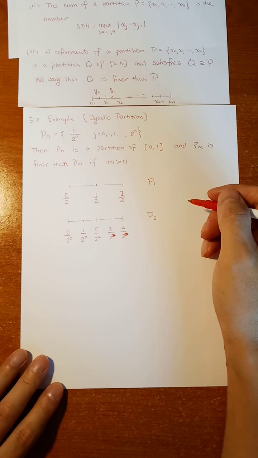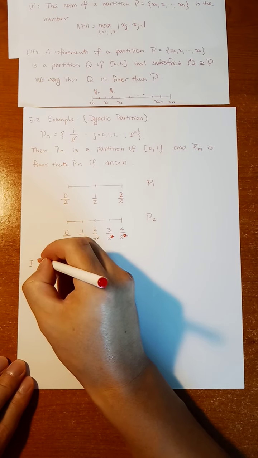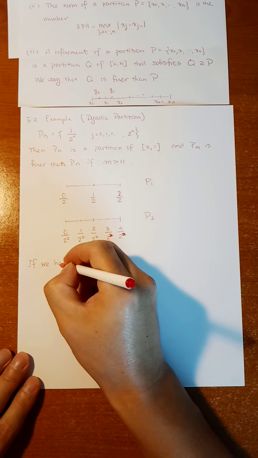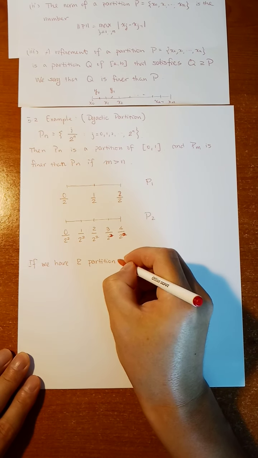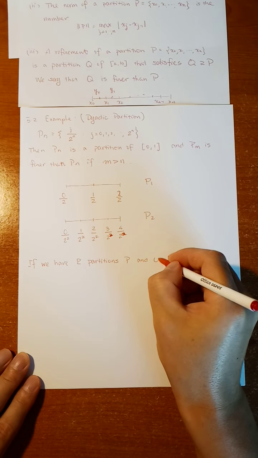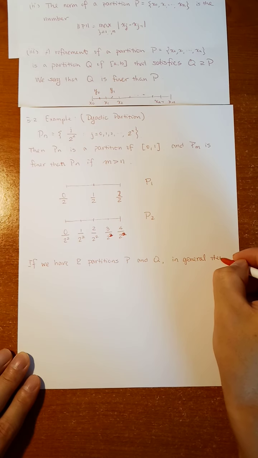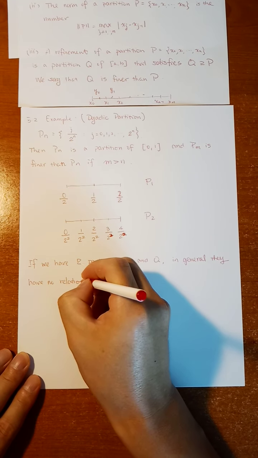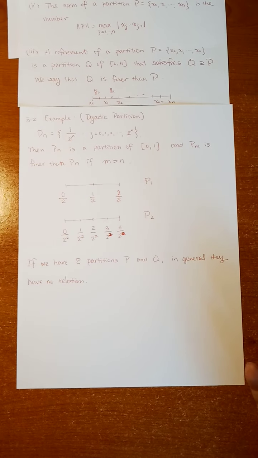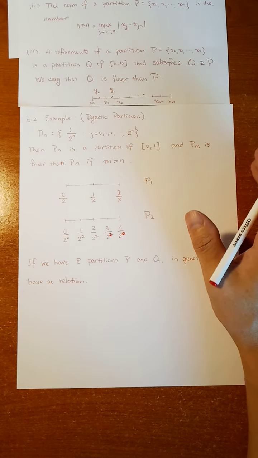And when we have two partitions, P and Q, in general, they have no relation. Here, relation means which one is finer than the other one. So for arbitrary two partitions, you cannot always get one is finer than the other one. That's impossible.